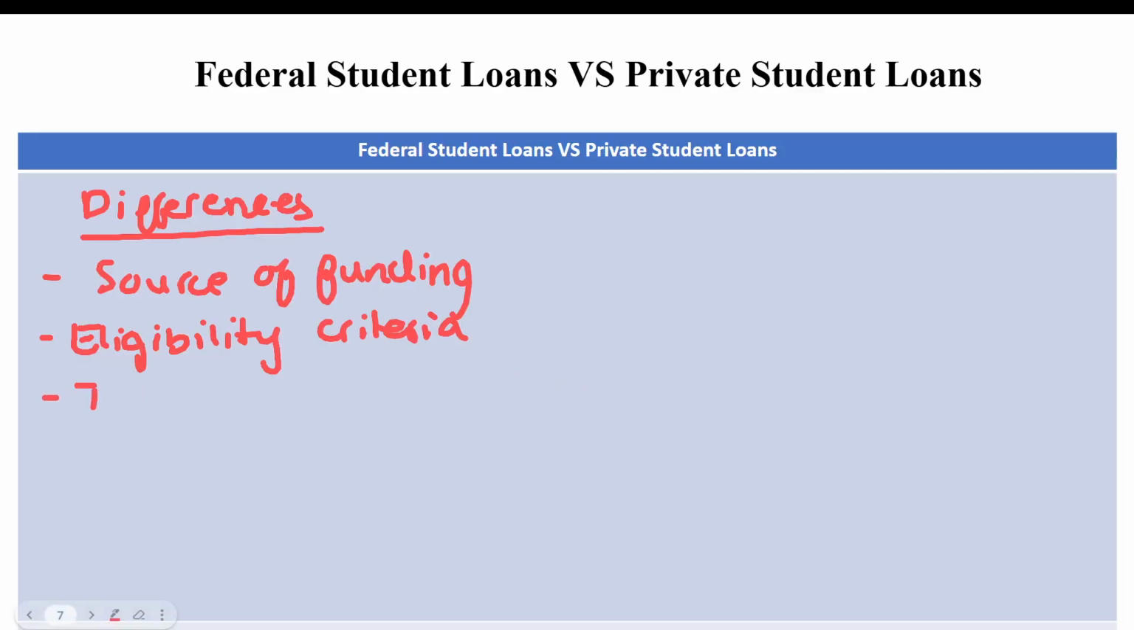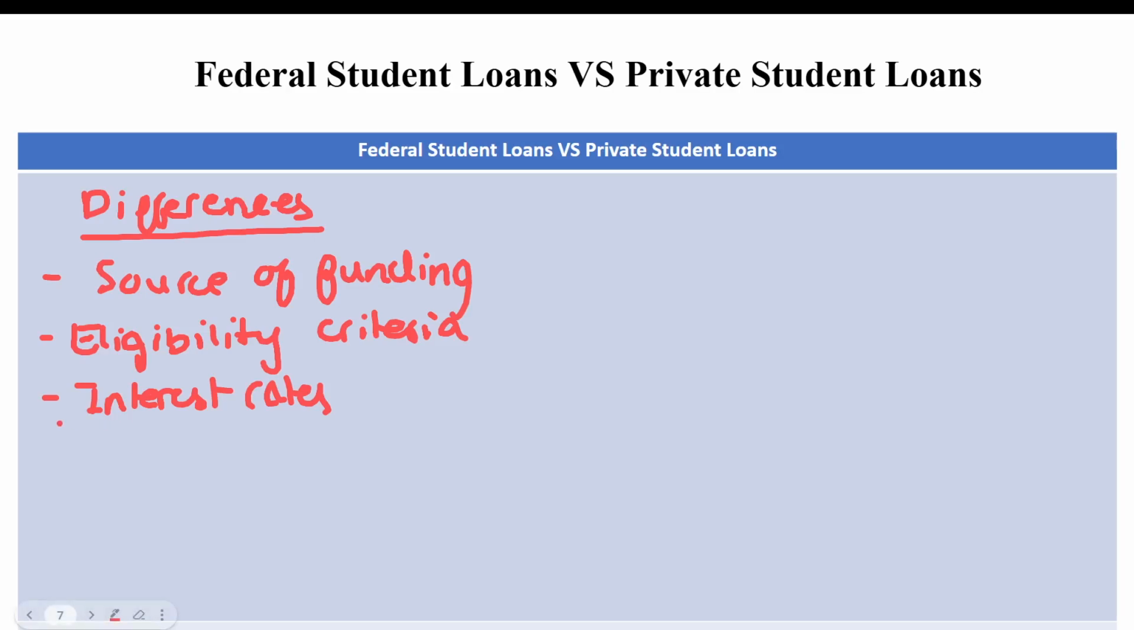Then we have interest rates. For federal student loans, there are fixed rates set annually by Congress, and rates are the same for all borrowers within the same loan type and academic year. For private student loans, rates can be fixed or variable depending on the borrower's creditworthiness and market conditions, and borrowers with strong credit may get lower rates than those offered by federal loans.